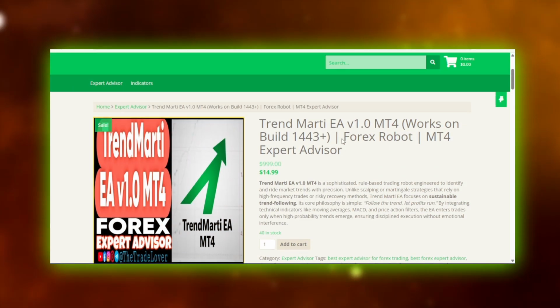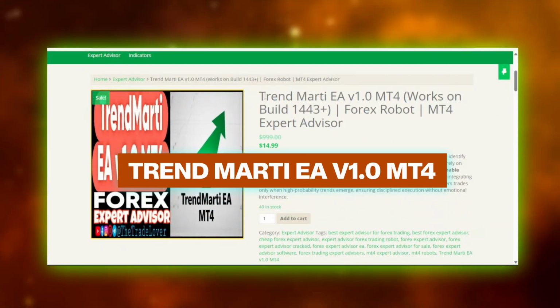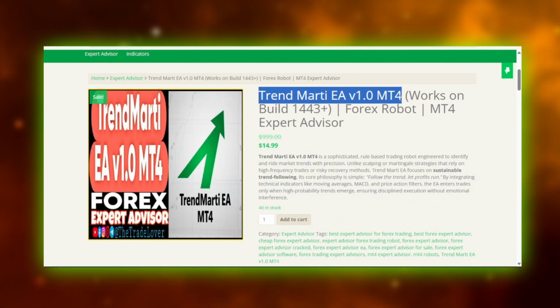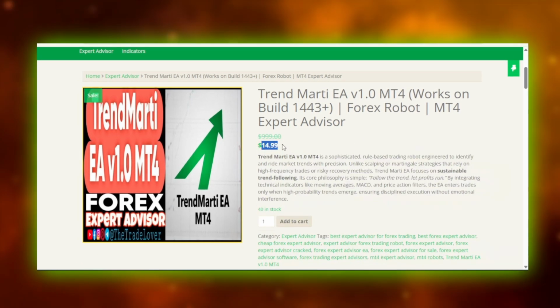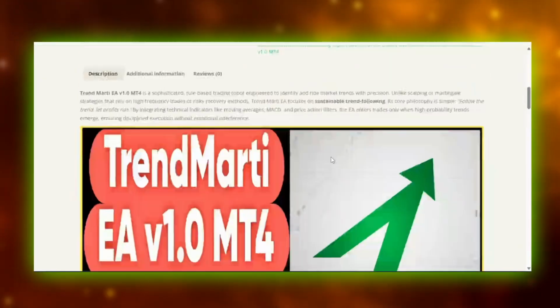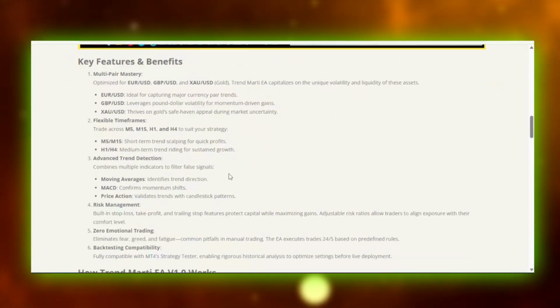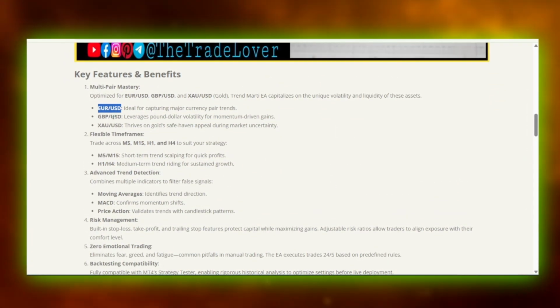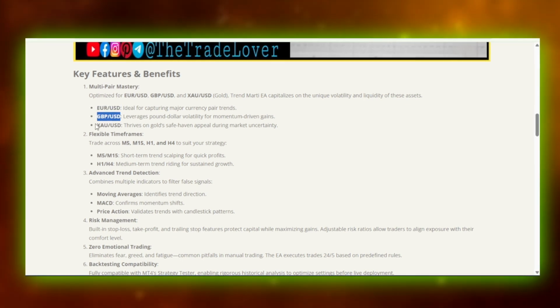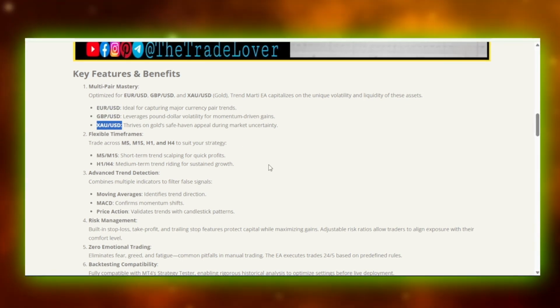Today we're introducing Trend Marti EA V1.0 MT4, an intelligent expert advisor developed by YoForex Premium. This EA is built to capture market trends efficiently using a smart algorithm that adapts to price movement and market volatility. It's perfect for traders who want a disciplined and fully automated system that works on the latest MT4 builds with high stability and low risk.